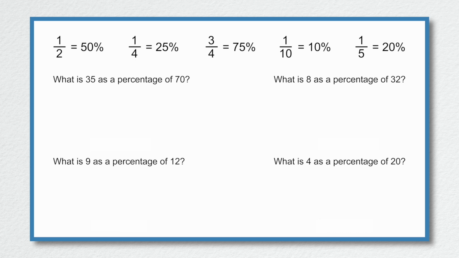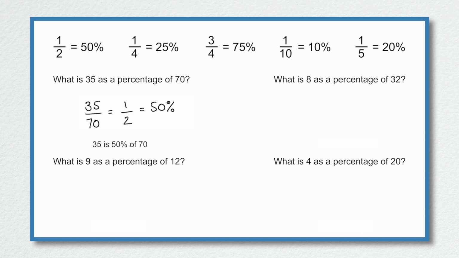What is 35 as a percentage of 70? Well, if we write this as a fraction, we end up with 35 over 70. And you're probably aware that 35 is half of 70. We can actually write 35 over 70 as an equivalent fraction of a half. And a half is, of course, 50%. So we would say that 35 is 50% of 70.